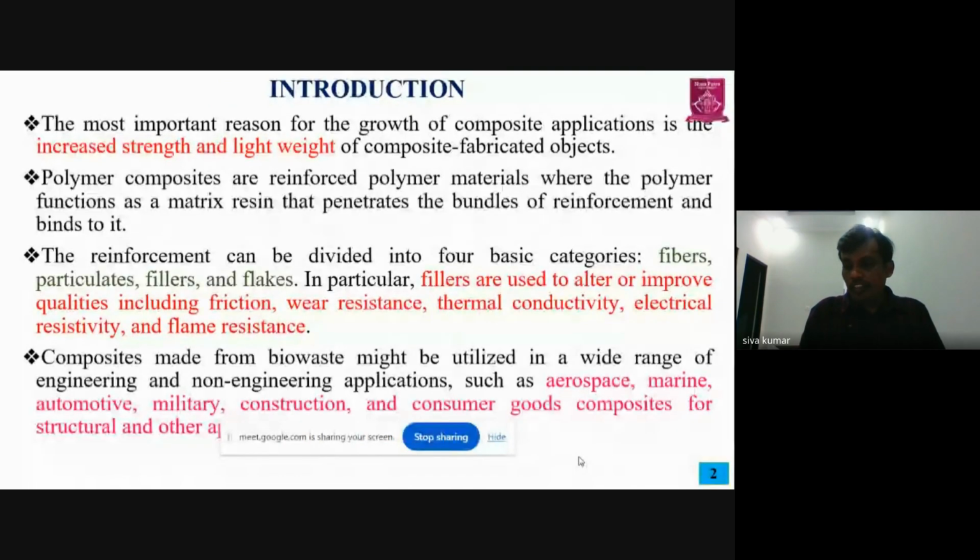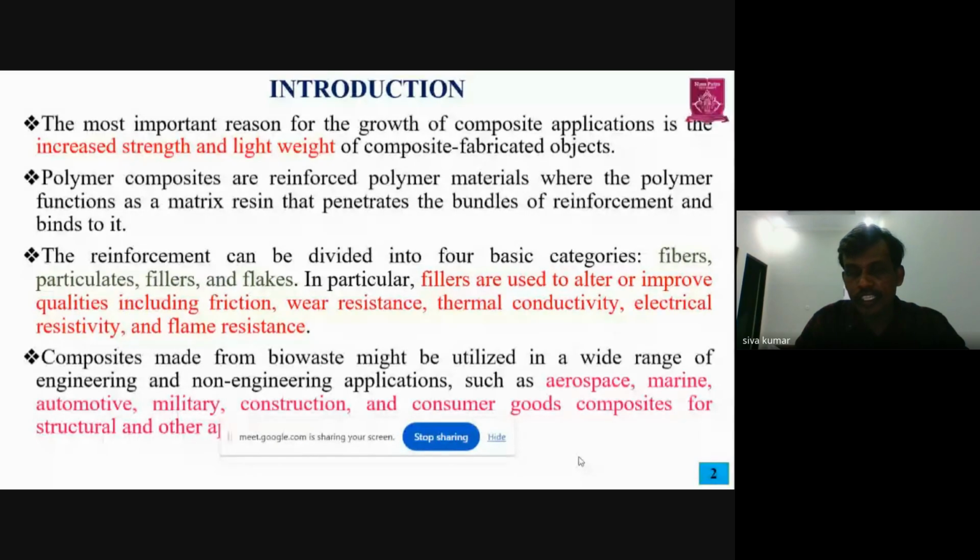And the composite materials are widely used nowadays, especially in engineering field and medical field, and almost all conventional materials are changing to composite materials, especially the sustainable composite materials are evolving nowadays because of the cost effectiveness and the environment friendly materials. So these are the main focus on this kind of researches nowadays.